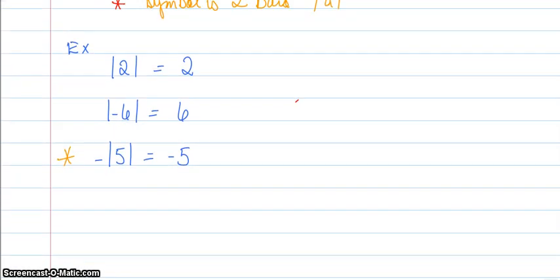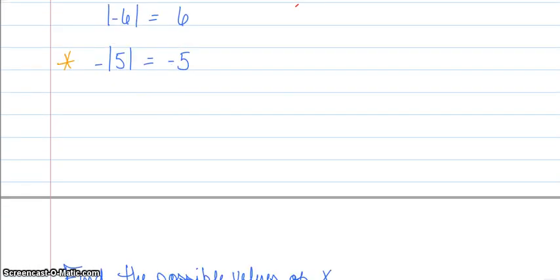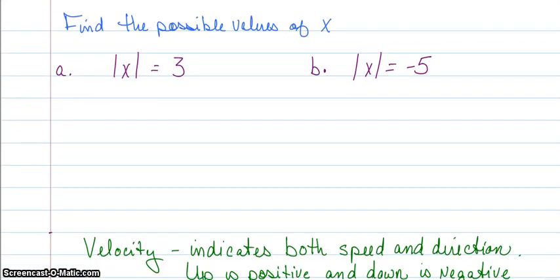Okay, now let's see if we can find the possible values of x. The absolute value of x is 3. What can x be? Well, I know that if I take the absolute value of 3, I'm going to get 3. But I also know if I take the absolute value of -3, my answer is going to be 3. So I know that x is either +3 or -3.